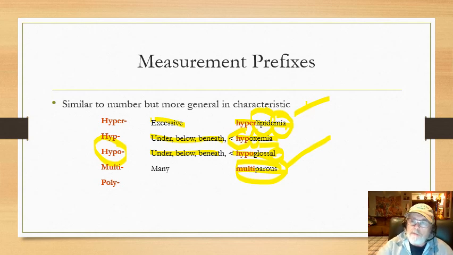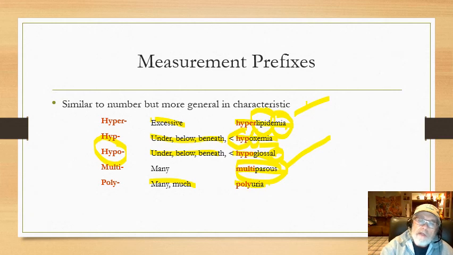Okay. So multi means many, and poly also means many. Polyuria. Uria means urination. IA would be a noun suffix, and ur means urine. Okay.